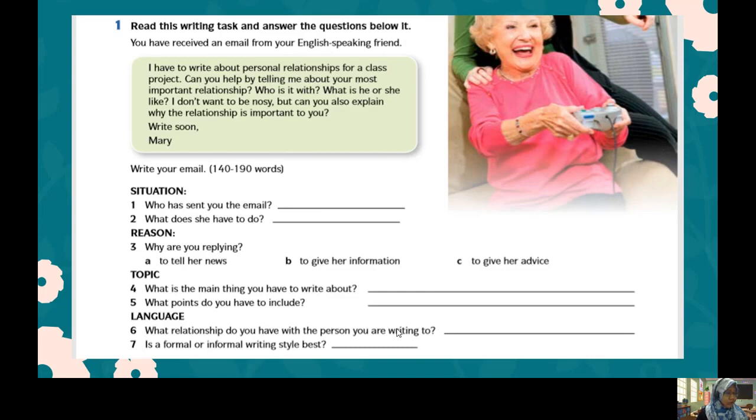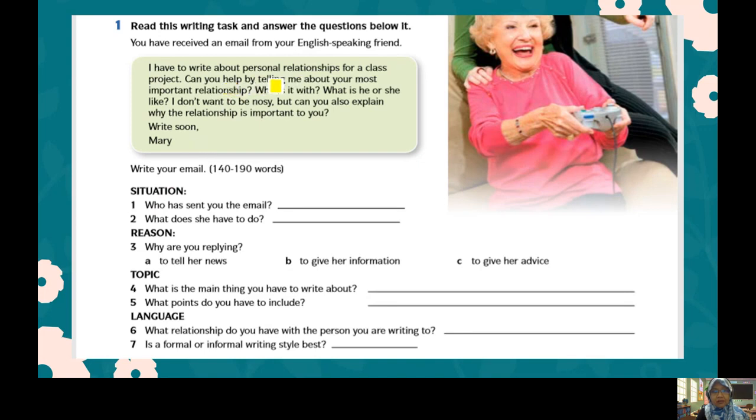Okay, the question is number 1. Look here, number 1. You have received an email from your English speaking friend. Bear in mind the answer is the detail, this one.